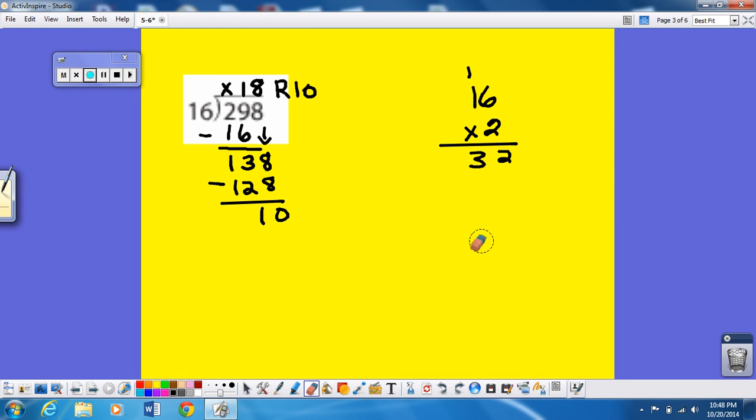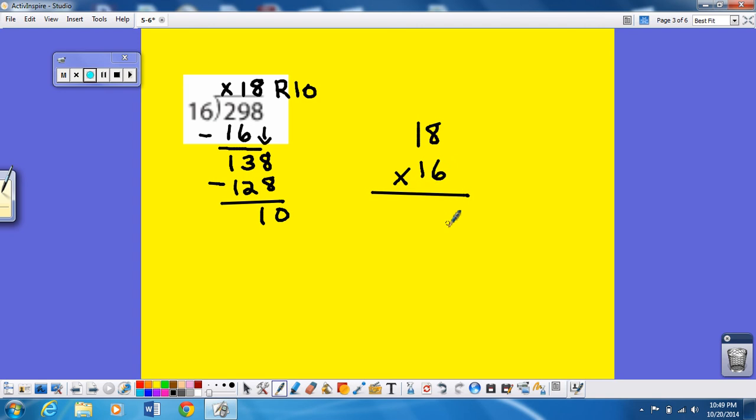Let's check this and just make sure that we have this correct. So remember to check a division problem, you'll take the divisor and multiply it times your quotient. And I'm going to do it backwards. I'm going to put my largest number on top. Remember, you can do that because of the commutative property.